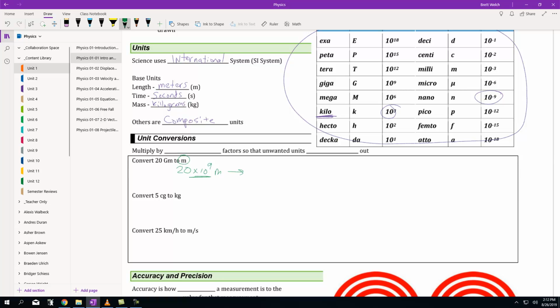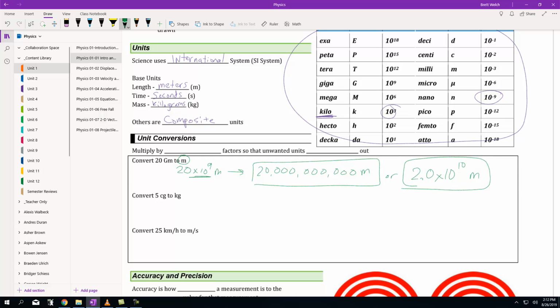So literally, this would be 20, comma, 1, 2, 3, 4, 5, 6, 7, 8, 9 meters. Or the way we prefer to write numbers this large is 2.0 times 10 to the 10 meters. Okay, now those numbers are so big that it's just nice to have something else.